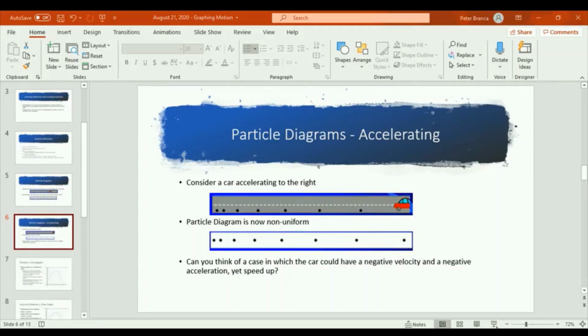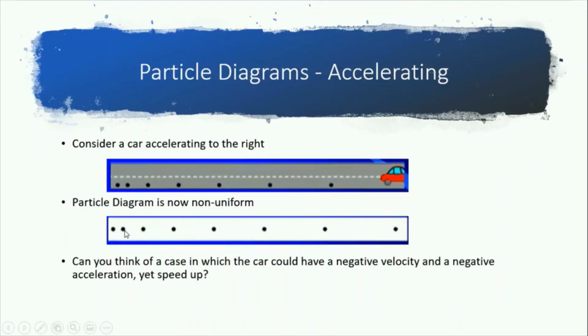We're going to be back looking at this dot diagram with the car. One option is it started slowly and was accelerating to the right, getting faster and faster. Another option is it was initially going to the left, so that would be a negative velocity, and it slowed down. So it could be headed to the left and slowing down, or it could have been going to the right and speeding up. Those would be our two cases with this dot diagram.